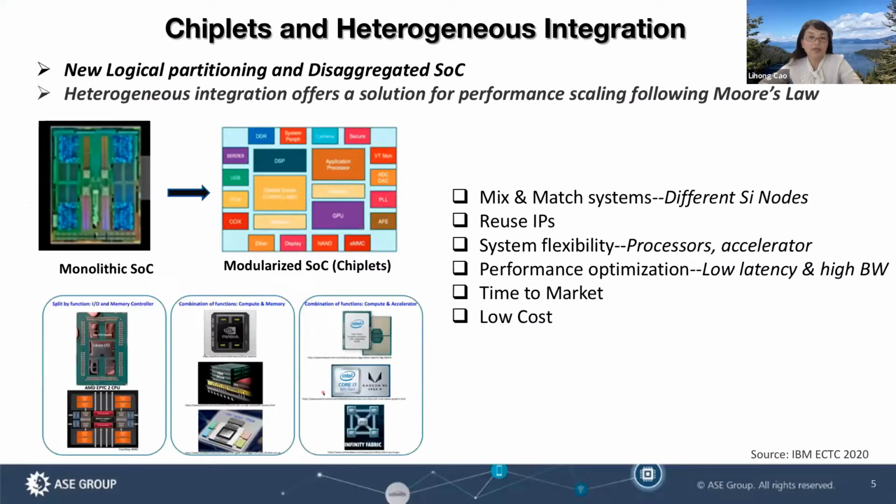So chiplets and heterogeneous integration have become the key enablers. Multiple chiplets and heterogeneous integration allow disaggregation of SoC from monolithic SoC to modularized SoC, by partitioning to mix and match different silicon nodes, to reuse IP, to allow the system more flexibility and optimize the performance, such as reducing the cost overall. And also, most importantly, it shortens the time to market. So chiplets and heterogeneous integration have driven the advanced packaging development, and new breakthroughs have been achieved.